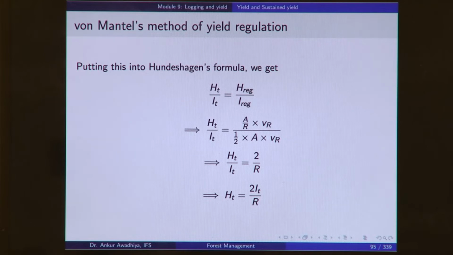So, as against the volume method, which told us that the amount extracted is growing stock divided by R, this one says that you can extract 2 times of that, because the growing stock is not a stationary thing, it is also putting up increment. So, this is an improvement over the volume method.